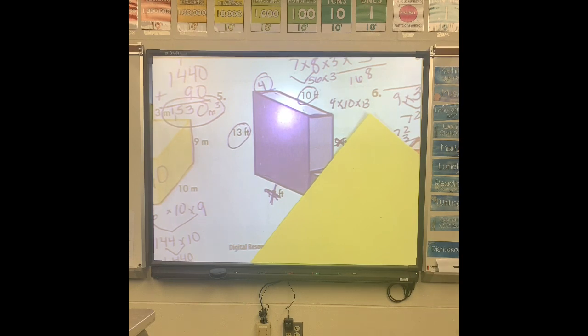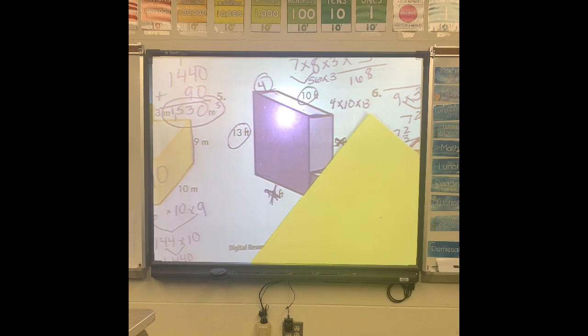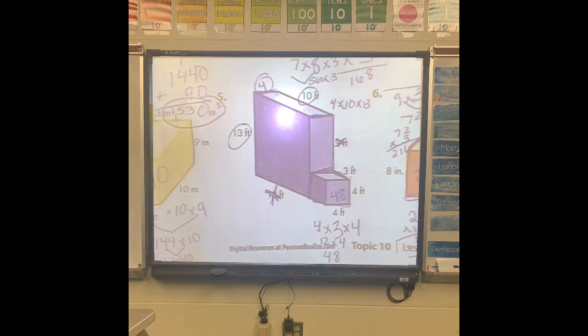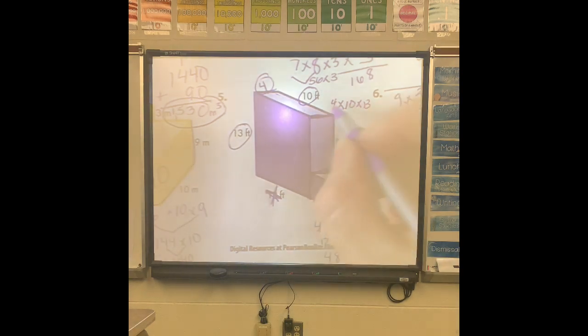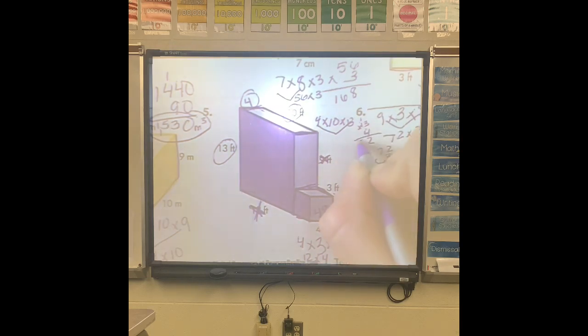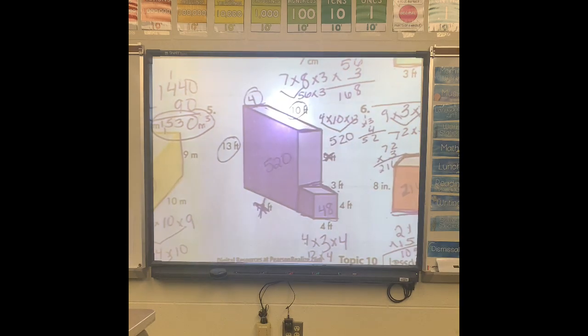Once again, you guys, they did not give us a ton of room on this page to work. I'm sure most kids will need to use another piece of paper because it's kind of hard. I mean, this page looks crazy right now. Okay, so I'm going to choose to do 4 times 13 first. 4 times 3 is 12, and then 4 times 1 is 4 plus 1 is 5, so I got 52. And then add my 0, so I got 520.